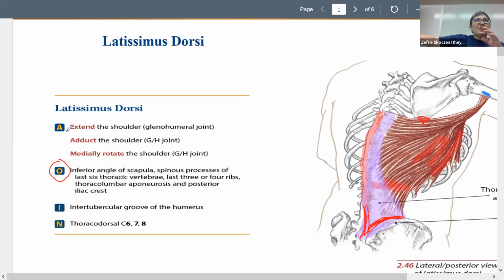Yeah. Some of you I can't hear, but yeah. Adduct, bringing the arm together. And then medially rotate, I think you said, yeah. I remember saying in the textbook, about handcuff muscle. So when you extend, adduct, and medially rotate, that's a handcuff position. So lats and teres major are also called the handcuff muscles. So any questions about their actions or anything else about the lats?